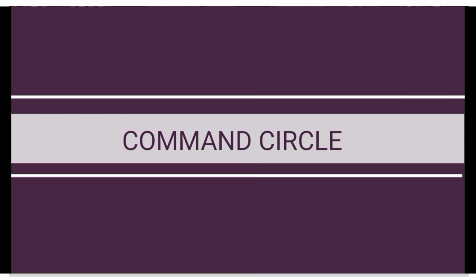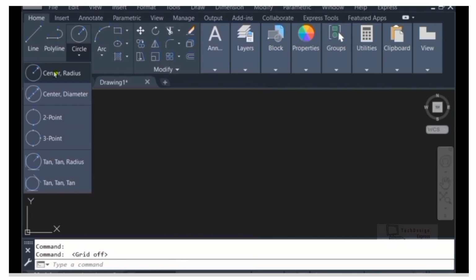Command circle. To draw circles, you can use the circle command, which offers various options like defining the center, radius, diameter, and more. Select the appropriate parameters to create circles as needed. To draw a circle, we activate the circle command, or it is enough to write circle on the command bar.